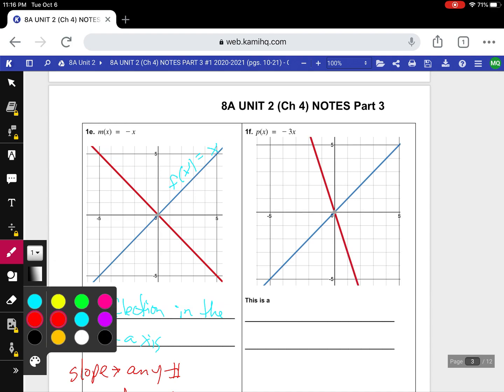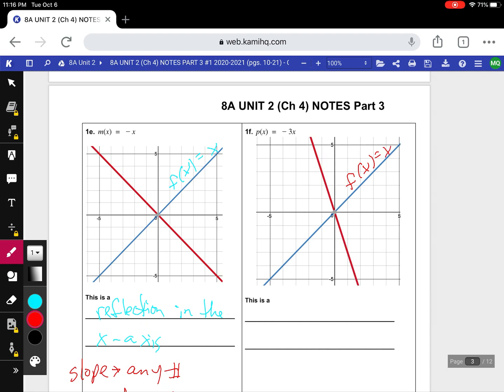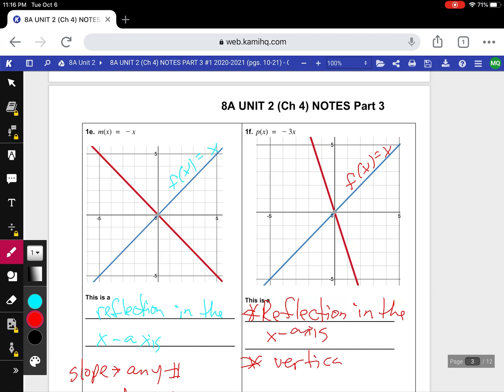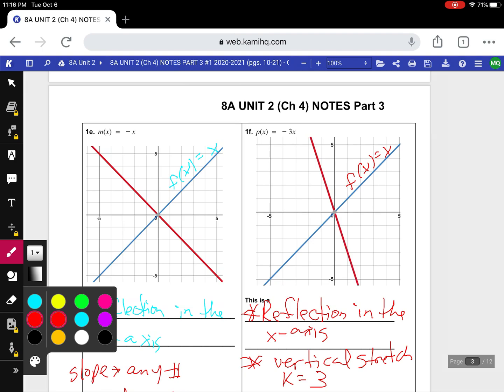P of x equals -3x, okay? So again, I just label my parent, f of x equals x. And I hope you see that this is, again, there's that negative. So if it's a negative slope, it's a reflection. Always a negative slope, it means a reflection in the x-axis. Okay, but that's not all there is. There's that 3 attached to the x. So that means that we also have a vertical stretch by a scale factor or a k value, and it's always absolute value, it's positive, so my k value is 3, okay?